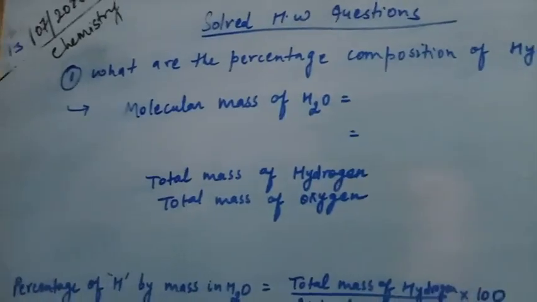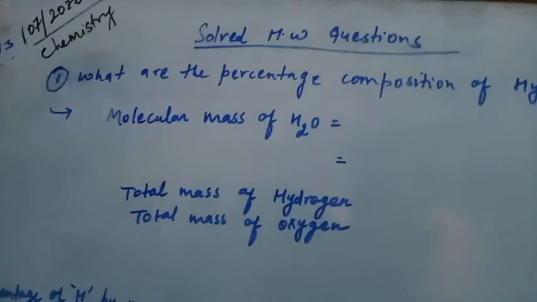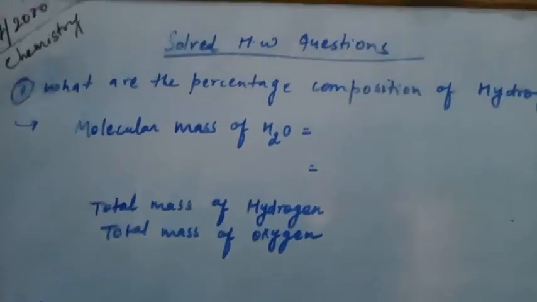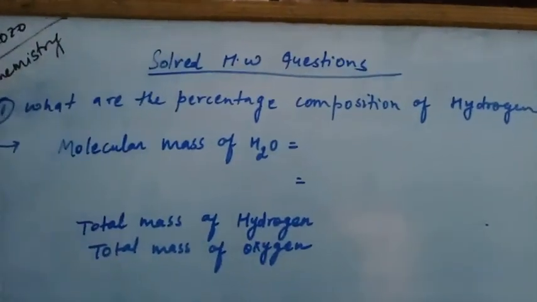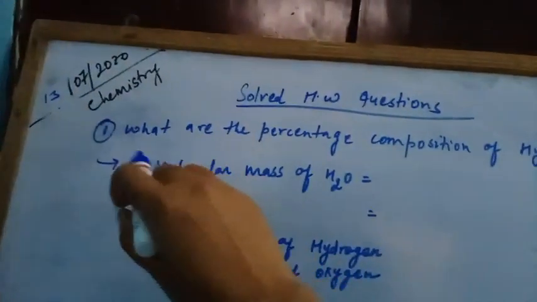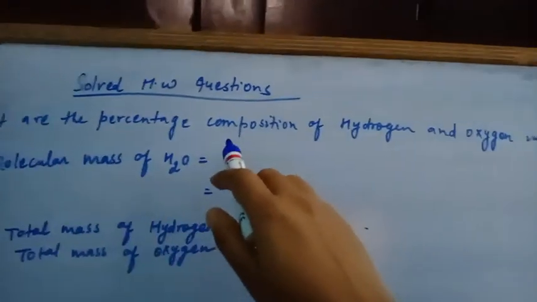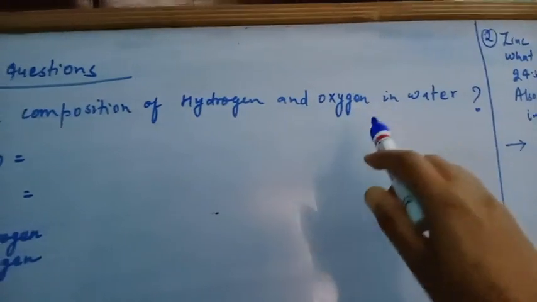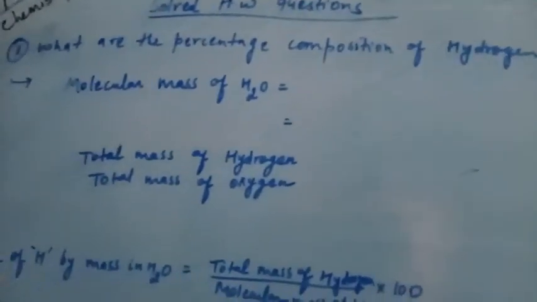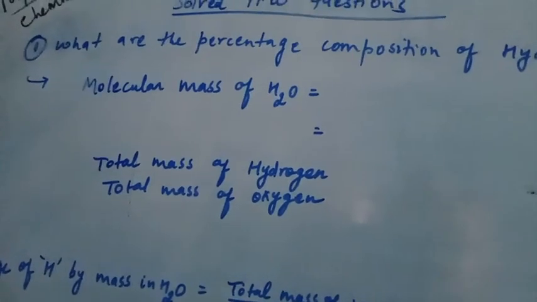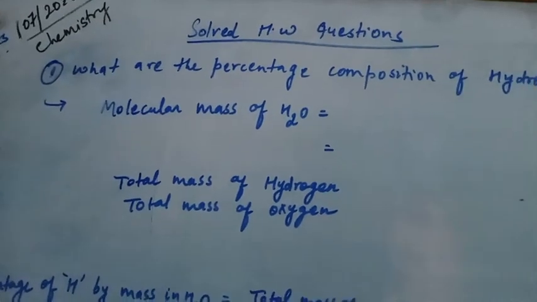We will see some homework questions. We will solve them here. You just check whether you have done it in the correct method or not. Okay, the first question is, what is the percentage composition of hydrogen and oxygen in water? This question was based on the video I gave you in the previous class.